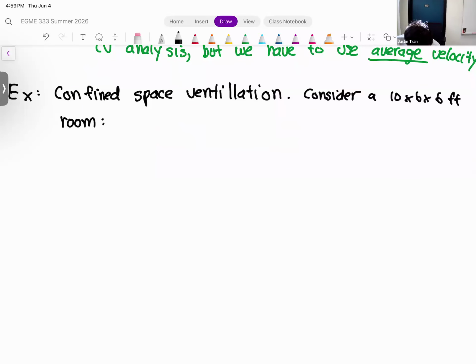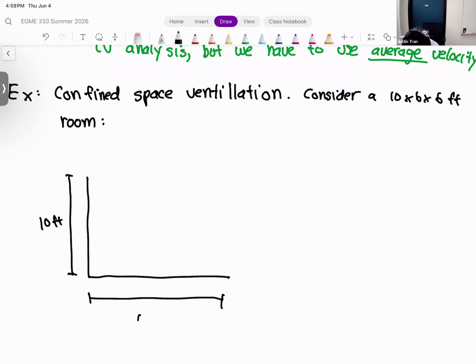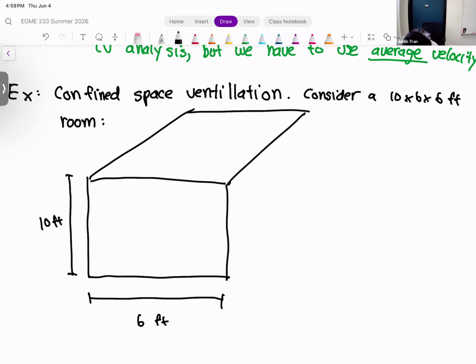So actually, I guess it doesn't really matter for this problem. Let's make 10 feet the height. That probably makes the most sense because otherwise, if you're over 6 foot tall, you wouldn't be comfortable. Okay. So let's say the height of this room is 10 feet. The width of the room is 6 foot. And the depth of the room also 6 foot.